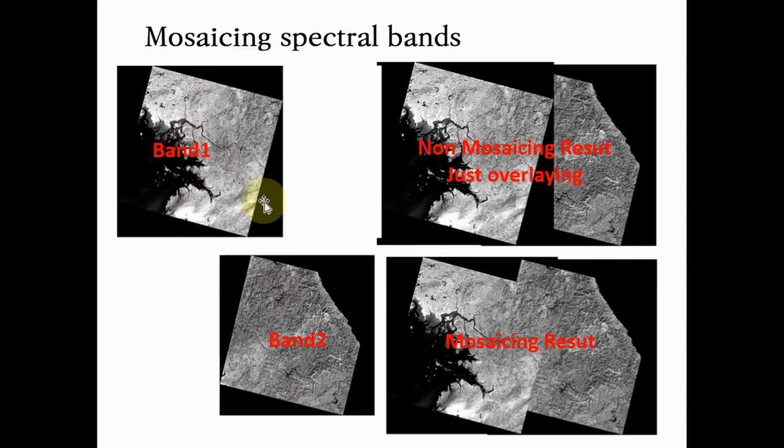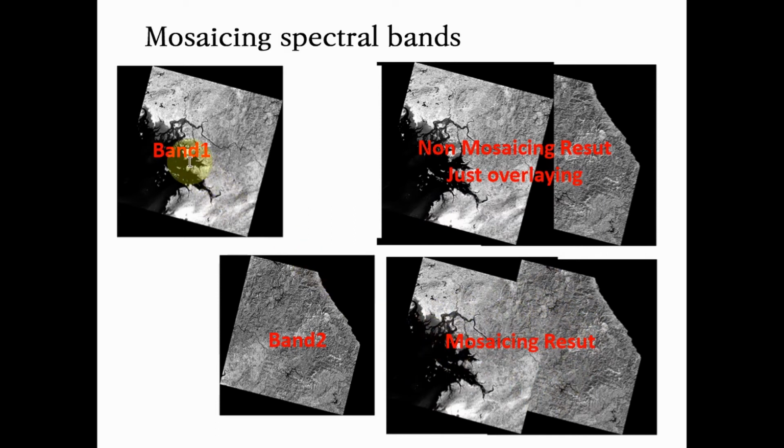This is the overlapping area. And in QGIS, if we just overlay band 1 and band 2, the result is like that. It is just an overlay of band 1 and band 2, or band 2 and band 1. So it's not the mosaicing result. In a mosaicing result, the bands should be connected in the overlapping area, and the non-overlapping area should be alive, right?